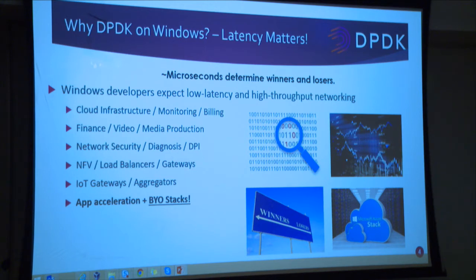Network security, deep packet inspection. If I'm doing deep packet inspection, I want to do it on an NFV appliance. Well, I need something that's very efficient to do that. Kernel-mediated I/O is never going to cut it for that. And obviously, NFV appliances. The use case for DPDK and NFVs is super clear. Lastly, we're looking at IoT gateways and aggregators.